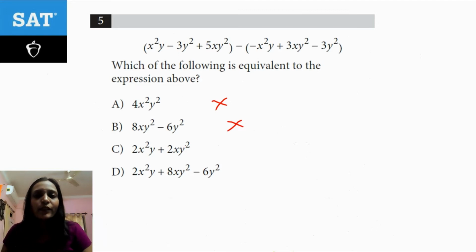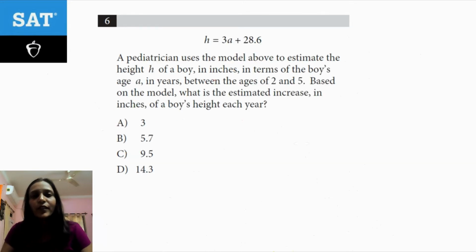And then let's see what differentiates the rest. Here we have an xy² term, and the second one doesn't have the xy² term. So here we have 5xy² minus 3xy². So we are looking for a 2xy² term, whereas this has 8xy². So this is one way to quickly figure out what the answer is without having to solve it.